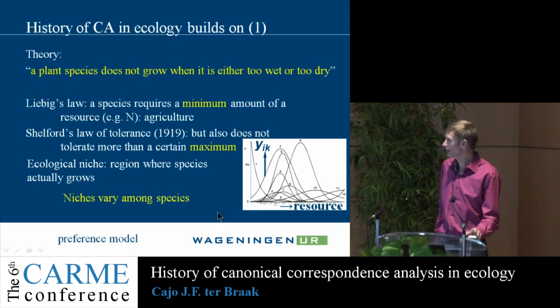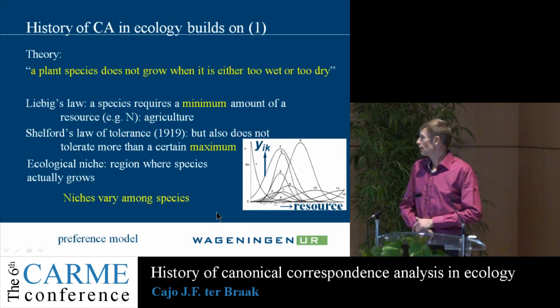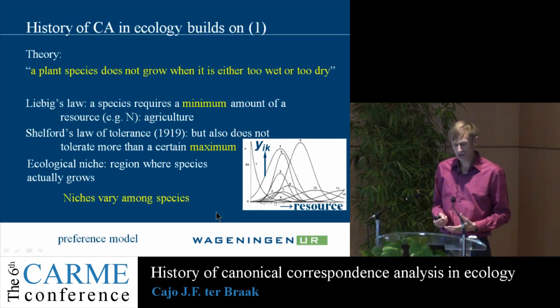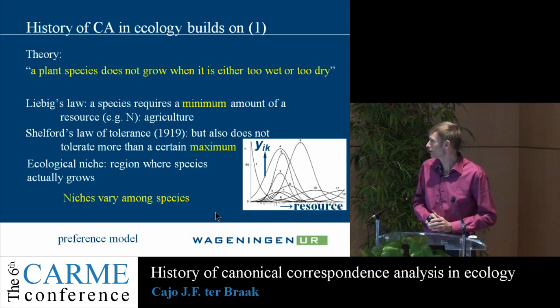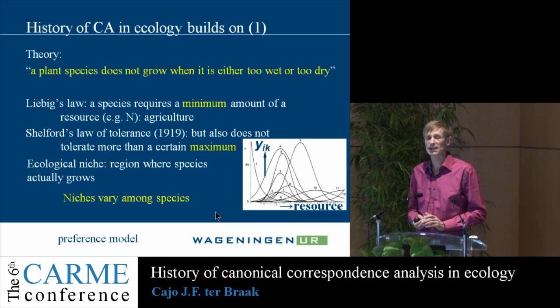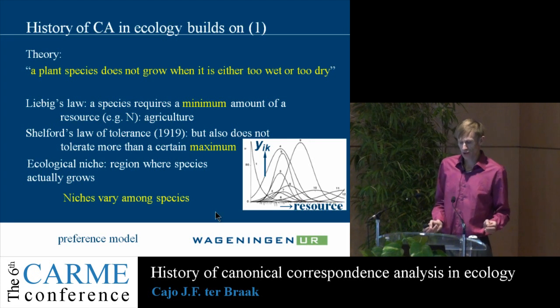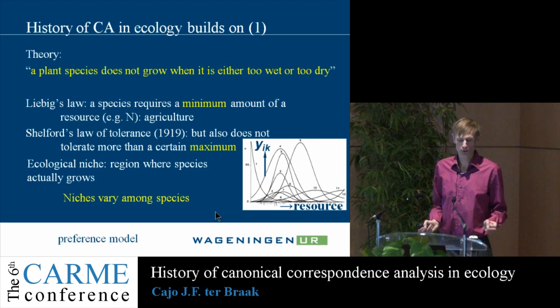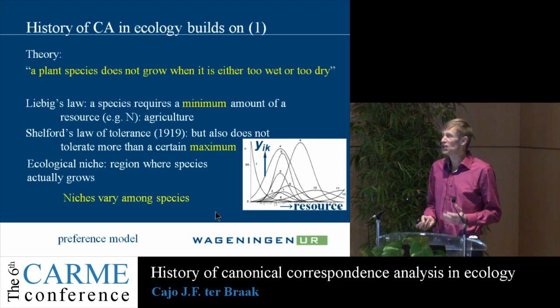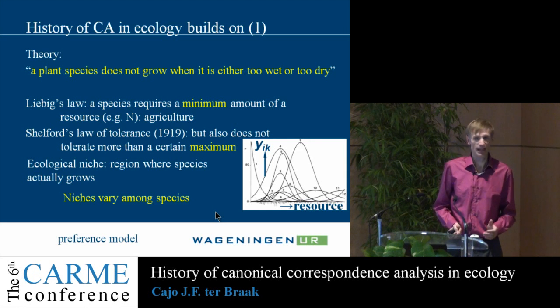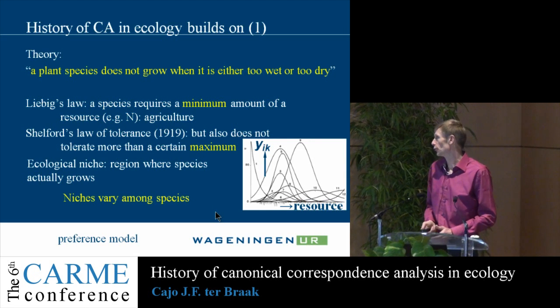And the essential thing is niches. What is an ecological niche? You have two of them, the fundamental niche, but what I'm interested in is the ecological niche. That's the region where the species actually grows. And the important thing why correspondence analysis and canonical correspondence analysis works in ecology, in my view, is that niches vary among species, and that's what I will really use.